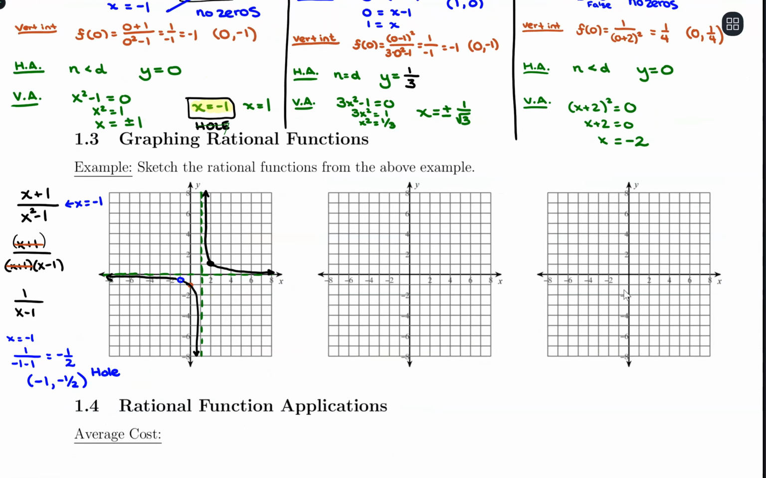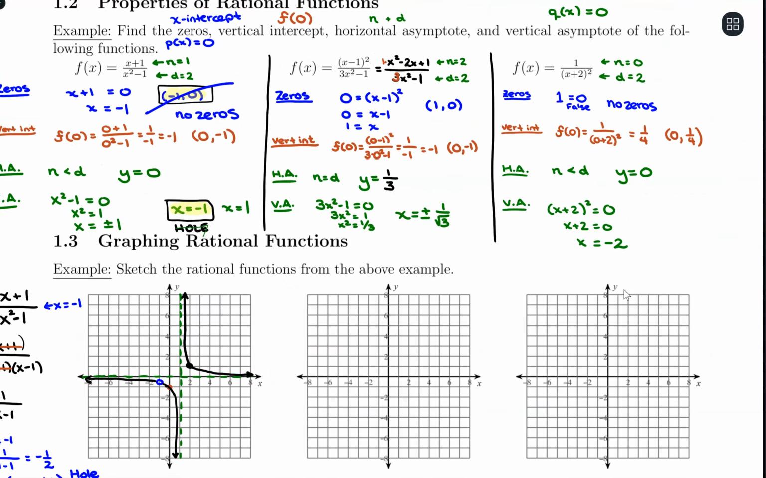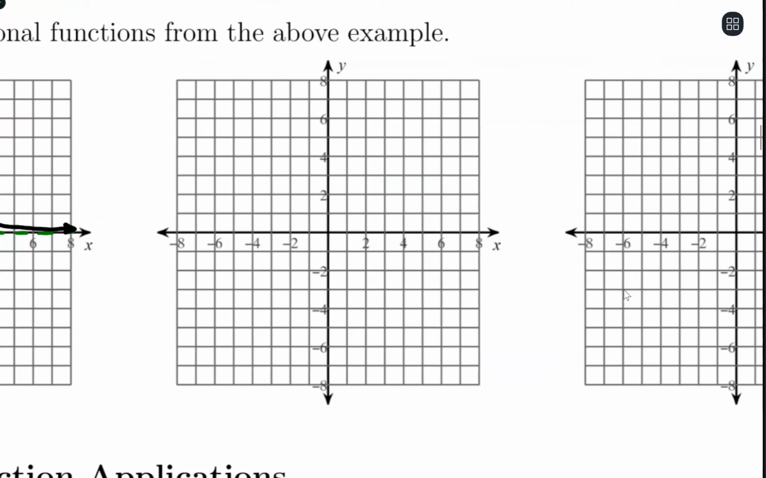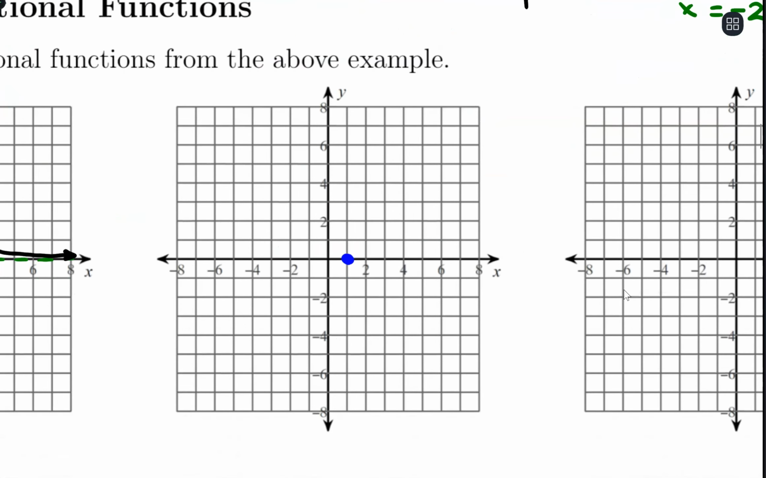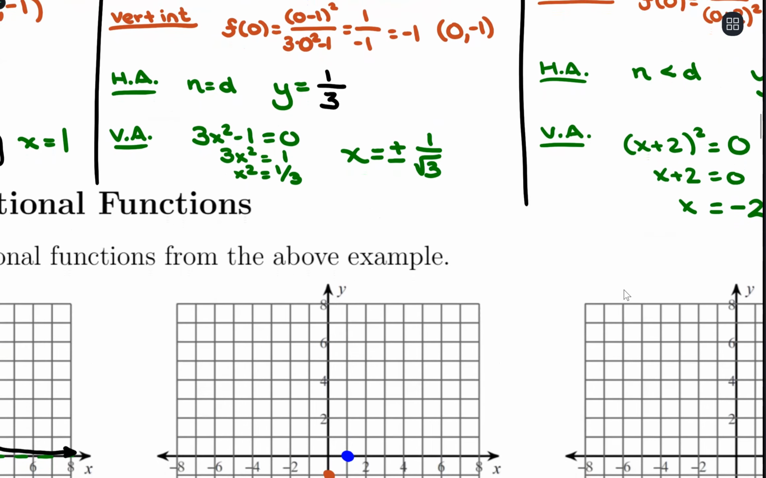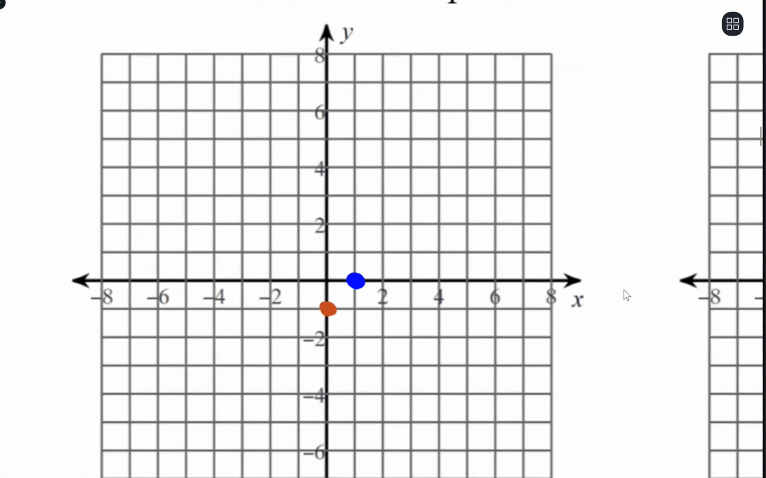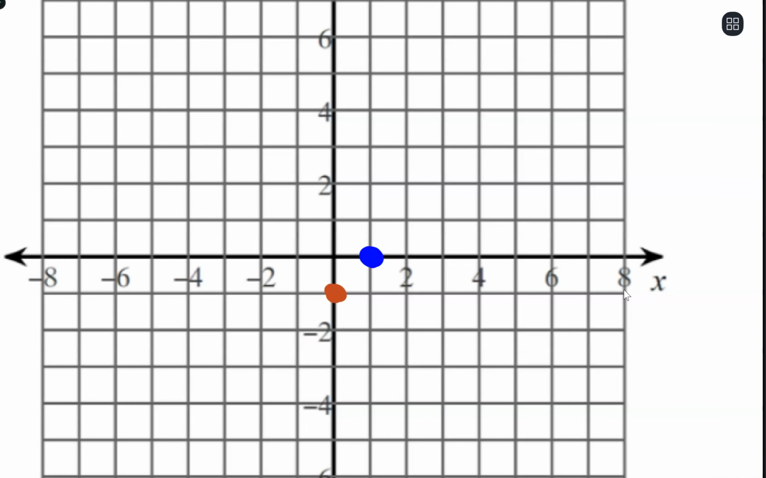Okay, let's go to our second graph here. So (x - 1)² over 3x² - 1. We had a 0 at +1, 0, so let's graph that coordinate. We have a y-intercept at 0, -1. We have a horizontal asymptote at 1/3. I'm just going to show this as best I can. At y equals +1/3, we have a horizontal asymptote.